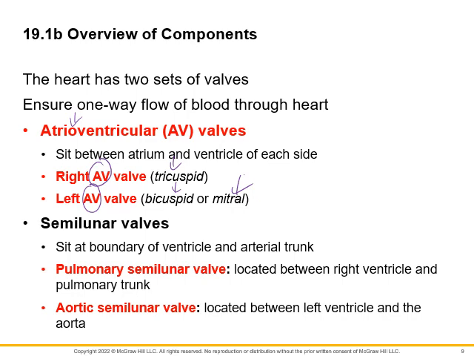Some people still use the mitral valve for the left. The valves that sit between the ventricles and the arterial trunks, or the pulmonary trunk and the aorta, those are called semilunar, and they tell you where they're leading to, right? So pulmonary semilunar is leading to the pulmonary trunk. Aortic semilunar is leading to the aorta.